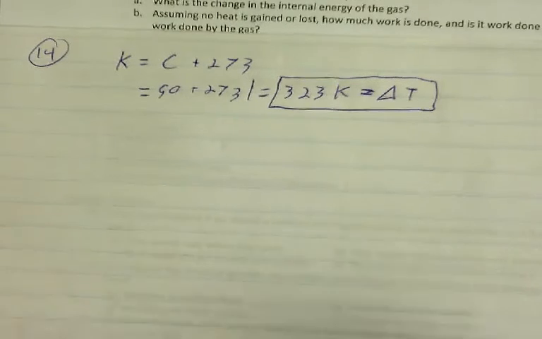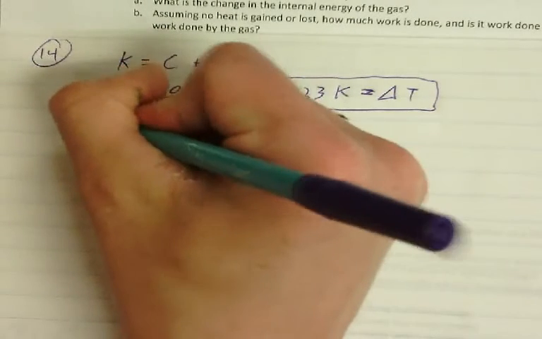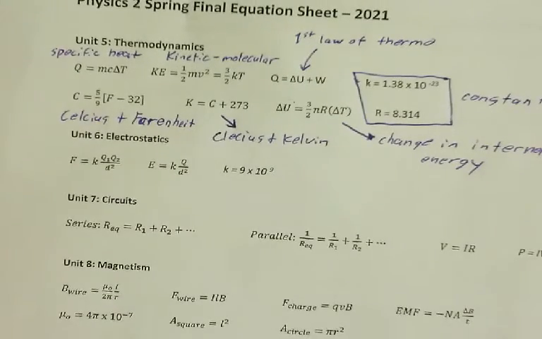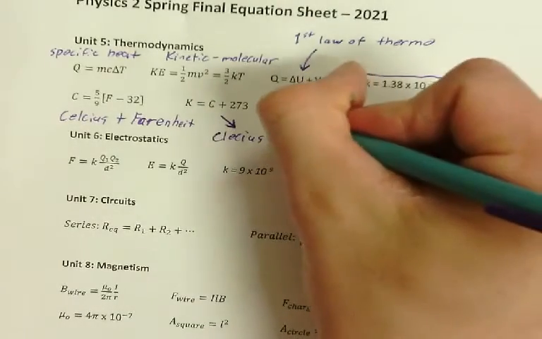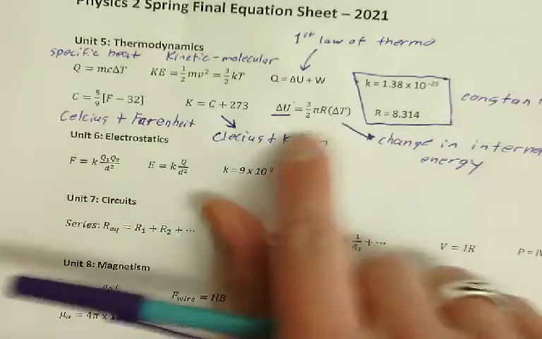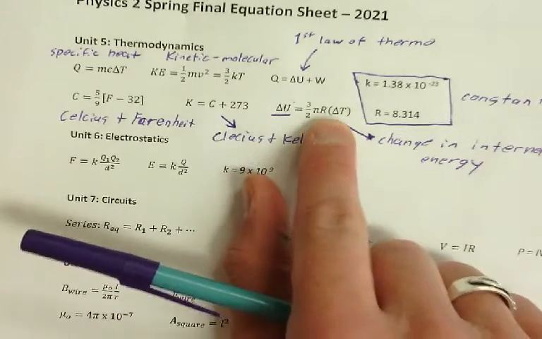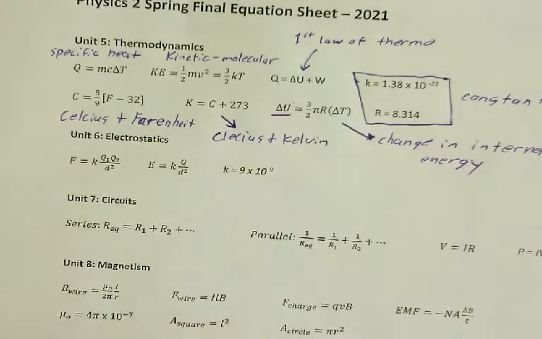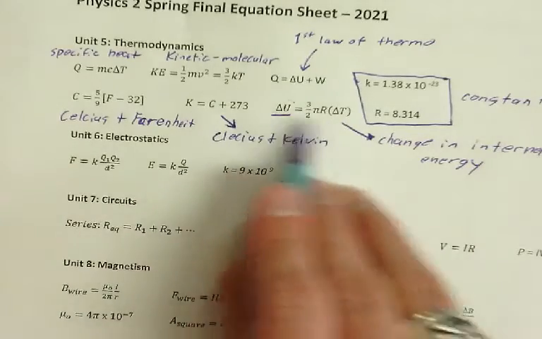Okay, so then A wants to know what's the change in internal energy. So as soon as I read that problem, I say to myself, what equation's got change in internal energy? So internal energy is delta U. So there's only two equations that have that. That's the change in internal energy equation and the first law of thermodynamics. So I'm thinking to myself, okay, if it just wants to know how much my internal energy changes by, that's probably this guy.